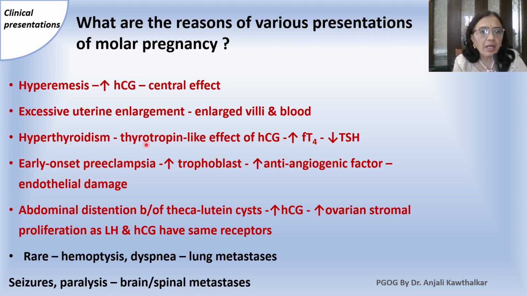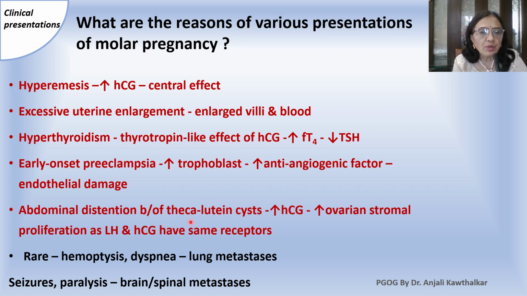Hyperthyroidism is because of the thyrotropin-like effect of hCG, which leads to an increase in free T4 level and a fall in TSH level. Early onset preeclampsia: excess of trophoblasts leads to an increase in anti-angiogenic factors, leading to endothelial damage, which forms the basis of the pathogenesis for early onset preeclampsia.